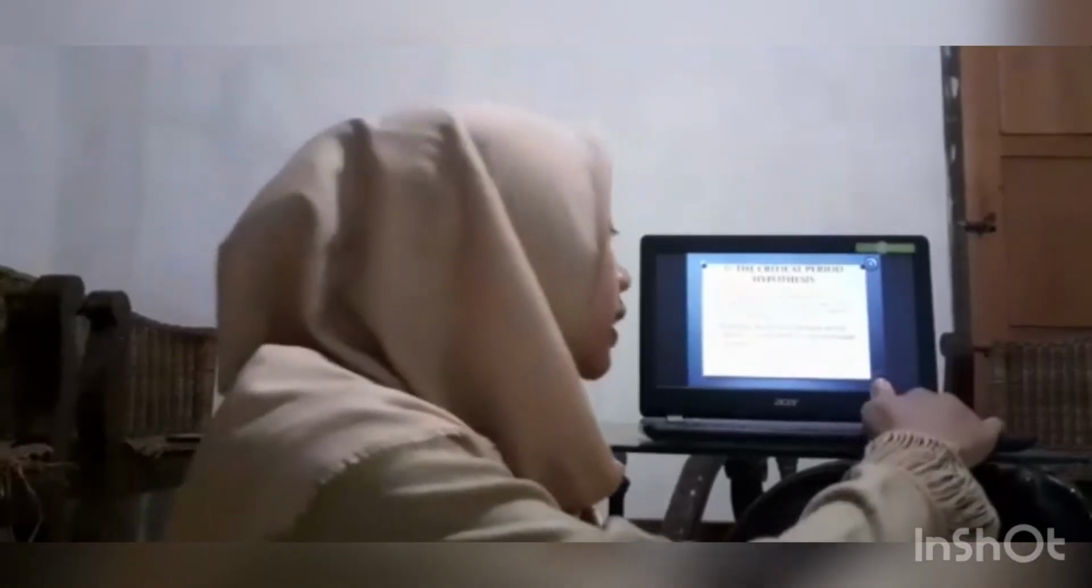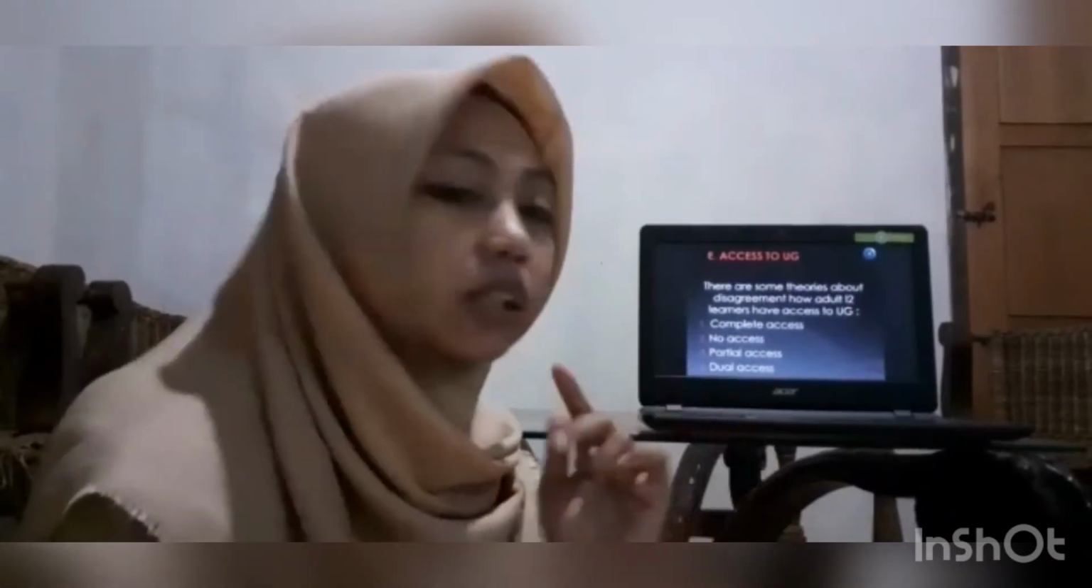The next point is about access to universal grammar. In this point, there are some theories about whether the second language learner has access to universal grammar. The first is complete access. It means the full target competence of the language. And the second is no access.